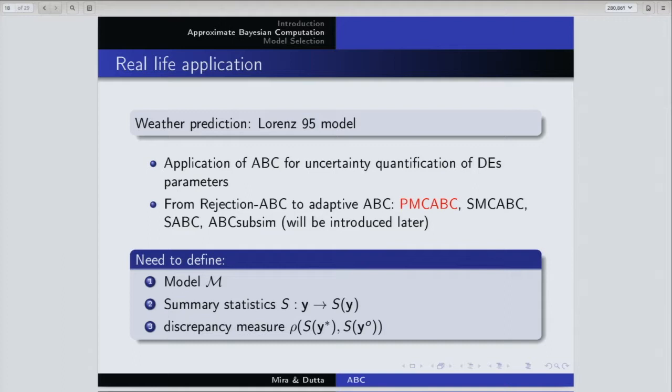So what I need to give you now to do ABC is to specify the model, to specify the summary statistics, and to specify the discrepancy measure. Those are the three ingredients that you need to run ABC. And that's it. This is everything you need. A model, a summary statistics if your data is large, and a measure of distance between the summary statistics computed on the observed and the simulated data. That's it. And typically, the model and the summary statistics will be given to you by the knowledge domain experts.